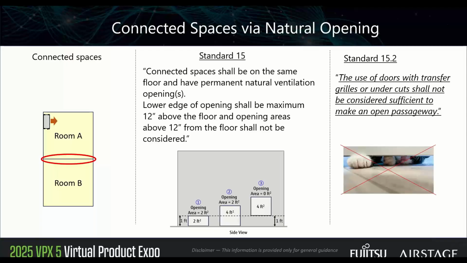And this is important because if you look at the right, standard 15.2 is saying the use of doors with transfer grills or undercuts cannot be considered sufficient. So they're saying you can't have door undercuts, while standard 15 is saying you can. You can actually have 1 foot undercuts and you would be good. And that's important too, because we have to pick one standard, standard 15 or 15.2, and then stick to it when we do this. We can't pick the easy or the good parts of one standard and then take some other parts from another standard. We have to follow the one.